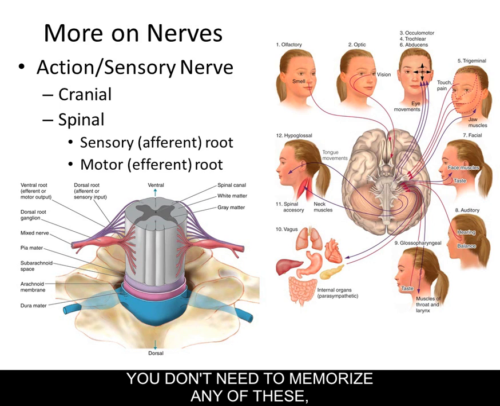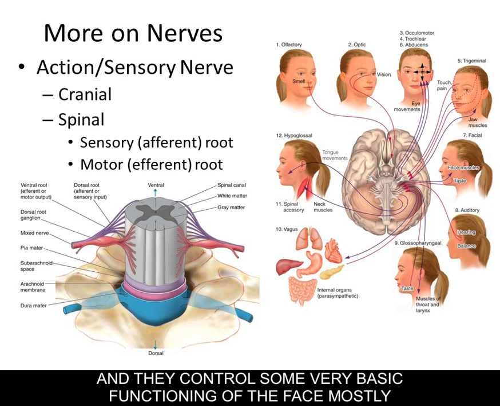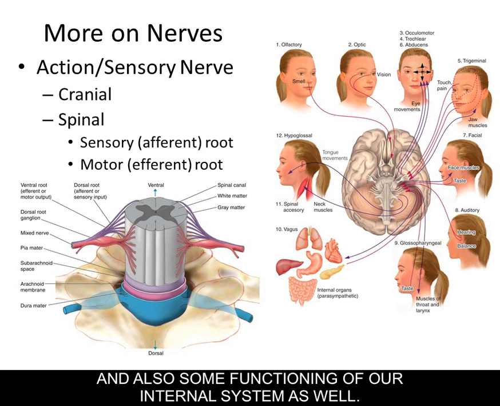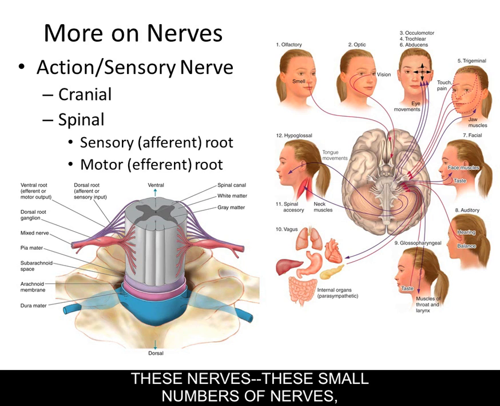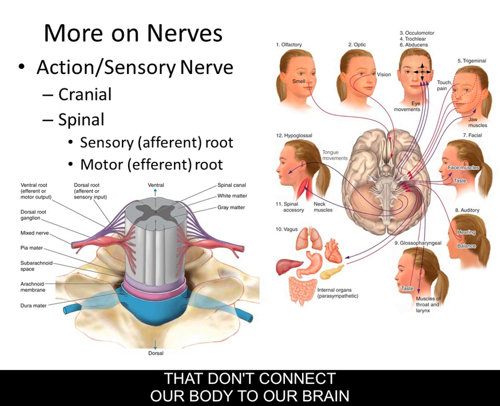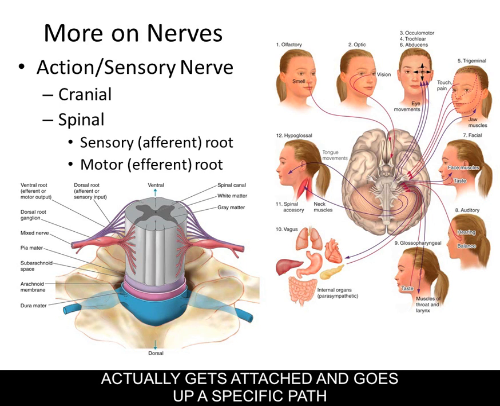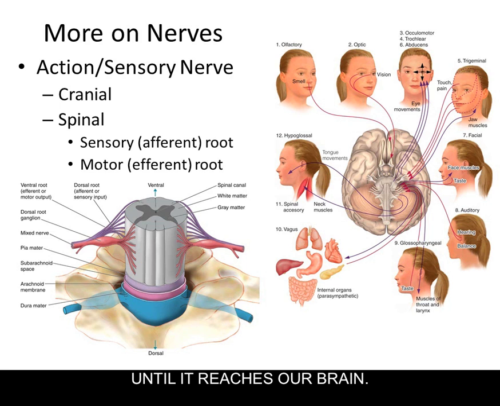You don't need to memorize any of these, but I do want to show you guys a slight exception to this spinal cord to brain communication, and that's in something called cranial nerves. Cranial nerves actually attach directly to the brain, and they control some very basic functioning of the face mostly, and also some functioning of our internal system as well. These small number of nerves, the 12 different systems that we have, are the only nerves that don't connect our body to our brain through the spinal cord. Every other nerve that we have in our body, somewhere in our spinal cord, actually gets attached and goes up a specific path until it reaches our brain.